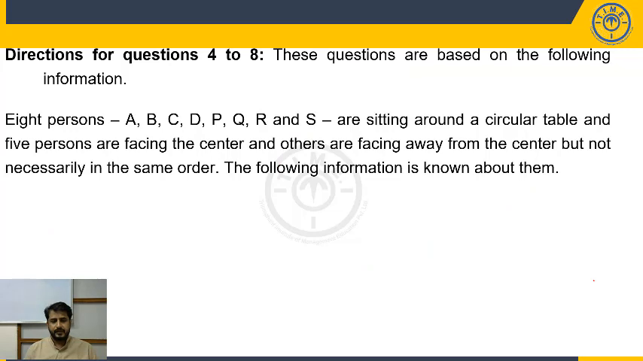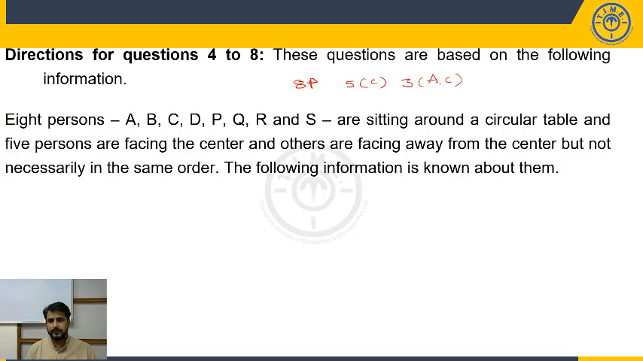Eight persons A, B, C, D, P, Q, R, and S are sitting around a circular table, and 5 persons are facing the center, and others are facing away from the center. So we have been given 8 persons. Out of these 8 persons, 5 are facing the center. The remaining, 3 people, are facing away from the center.